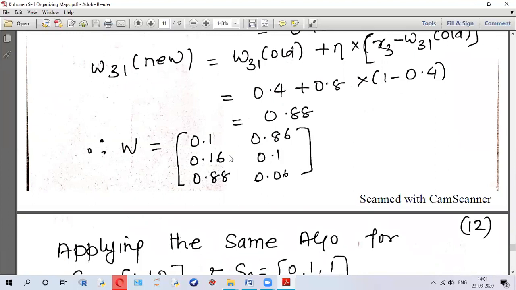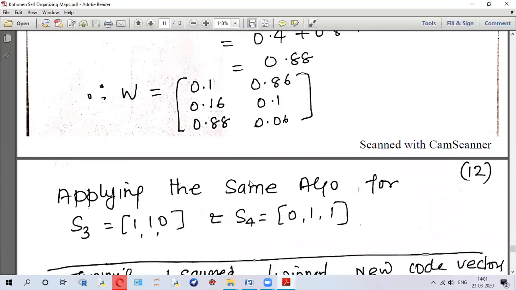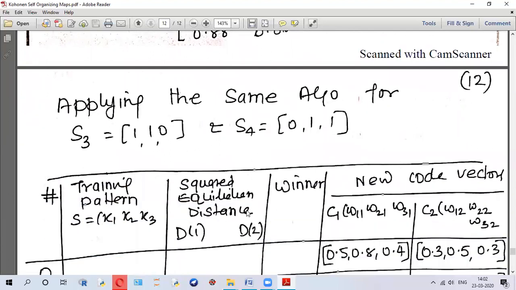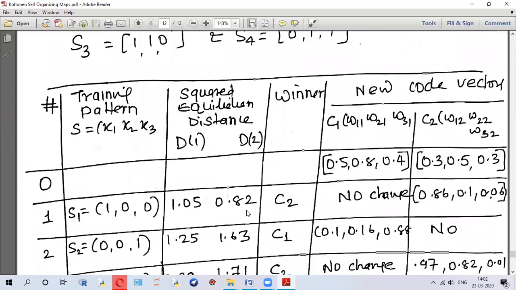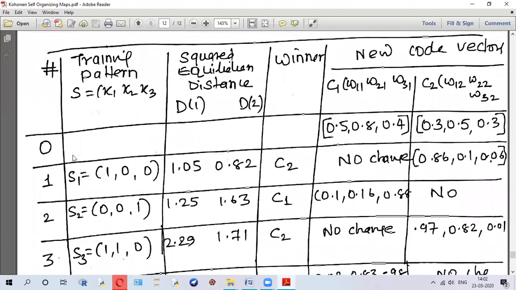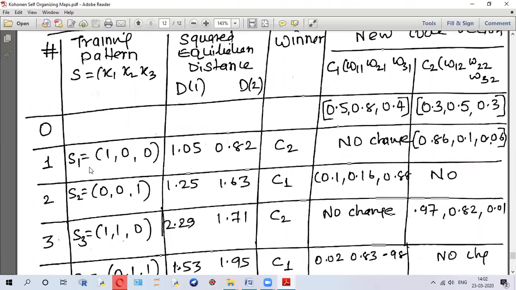So by applying the same manner, we have to apply for the two remaining input vectors, S3 and S4. So let us see how things look. We made a table in the initialization part, which I have named as equation 0. We started from here. This was the code vectors for C1 and C2, right? And after S1, we have changed that.